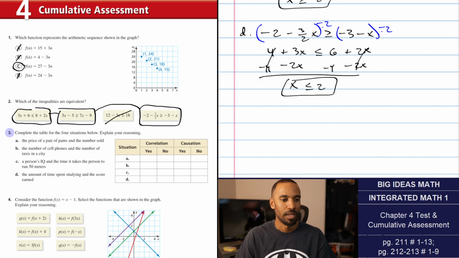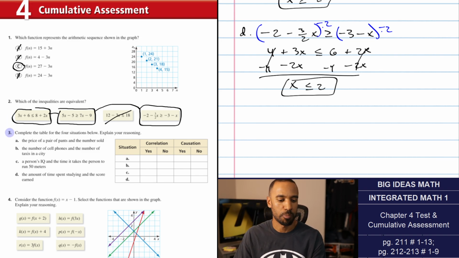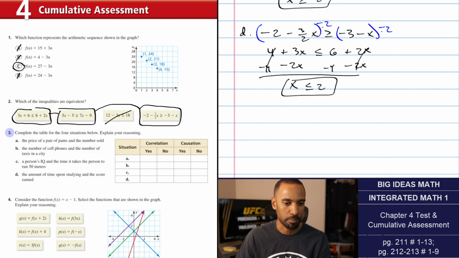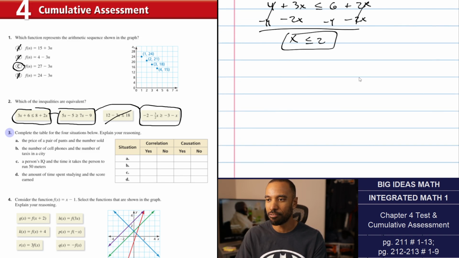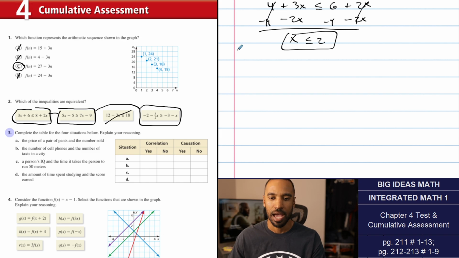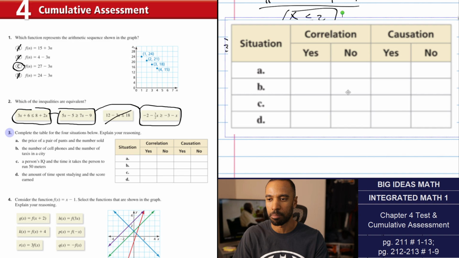Number 3. Complete the table for the 4 situations below and explain your reasoning. I'm going to copy and paste that table and see if I can fit everything there that I need to. I see the words correlation and causation, therefore I'm thinking chapter 4 here.